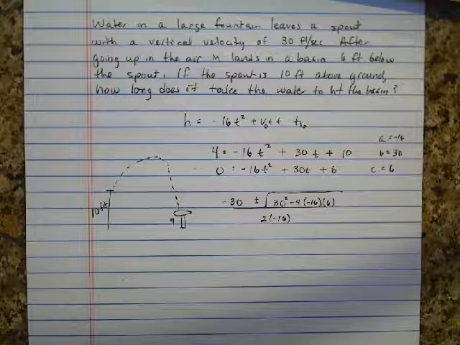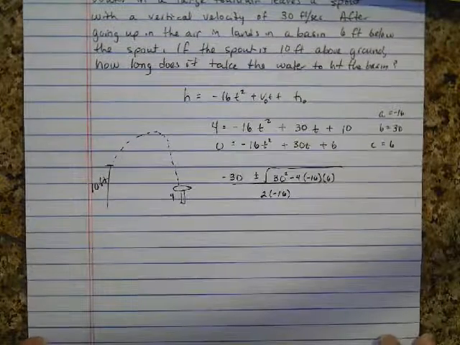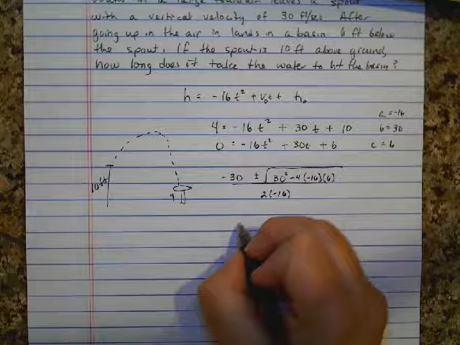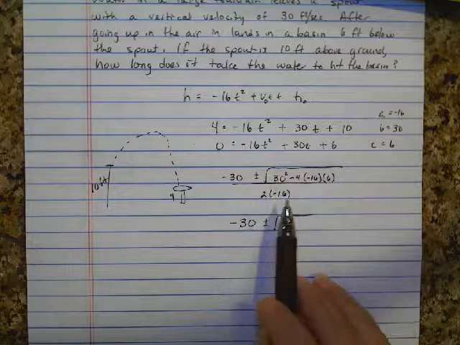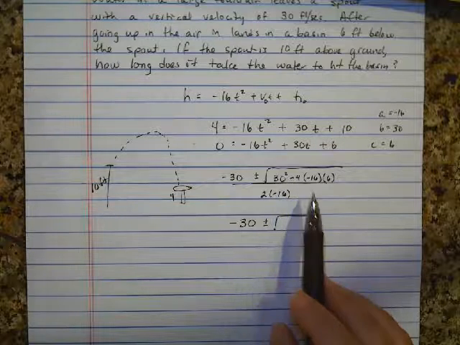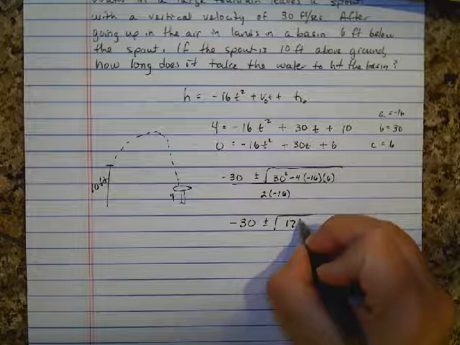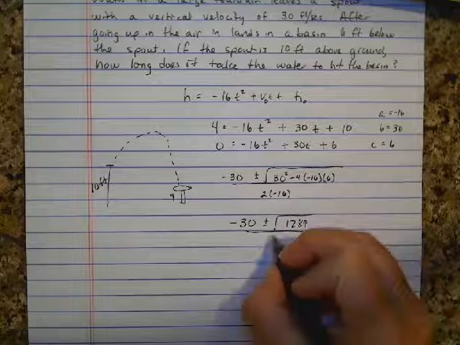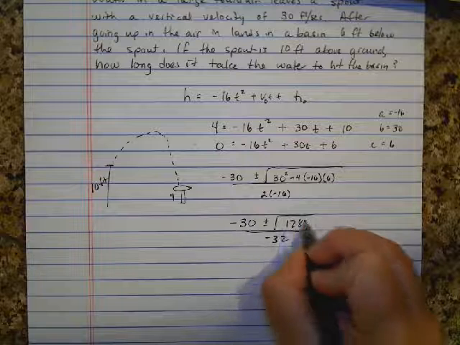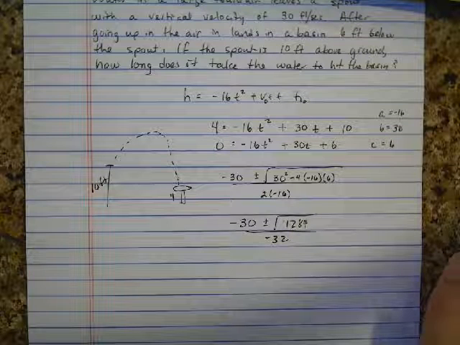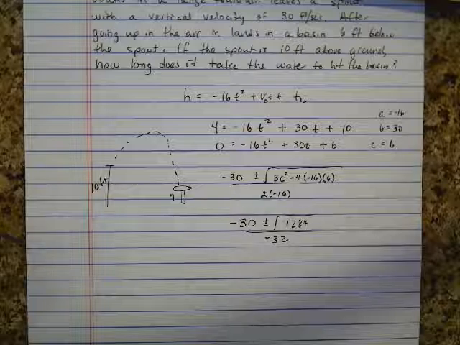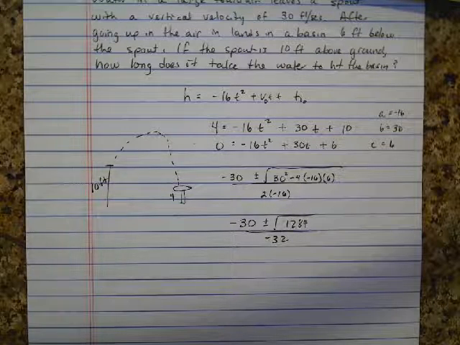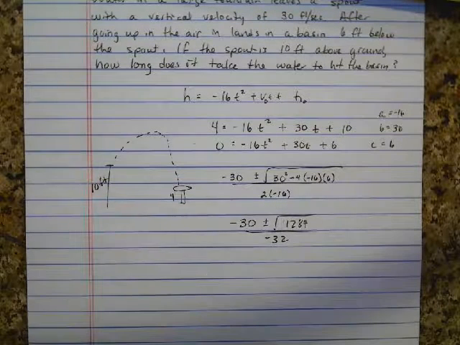So I'm going to go ahead and simplify what's inside that radical. So I have negative 30 plus or minus the square root, and then 30 squared minus 4 times negative 16 times 6 is 1,284. And if we're doing a word problem, this number should always be positive because we should never get imaginary answers. So go ahead and plug that in your calculator and see what you get.